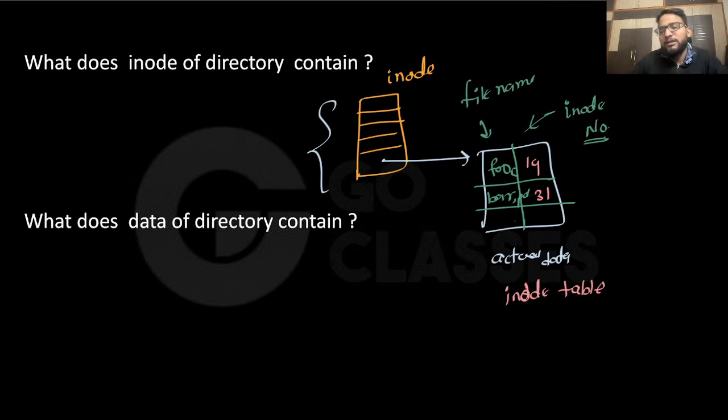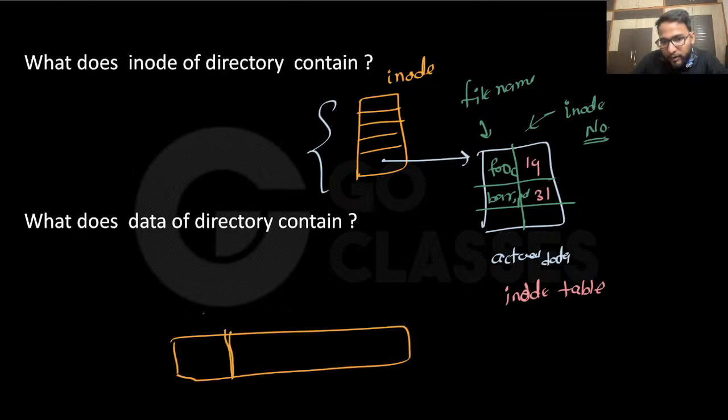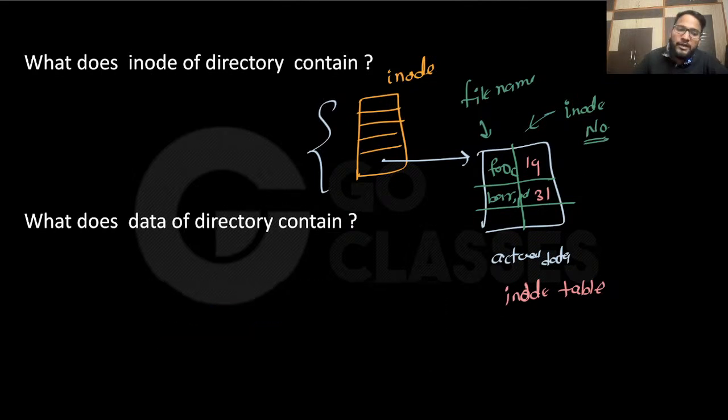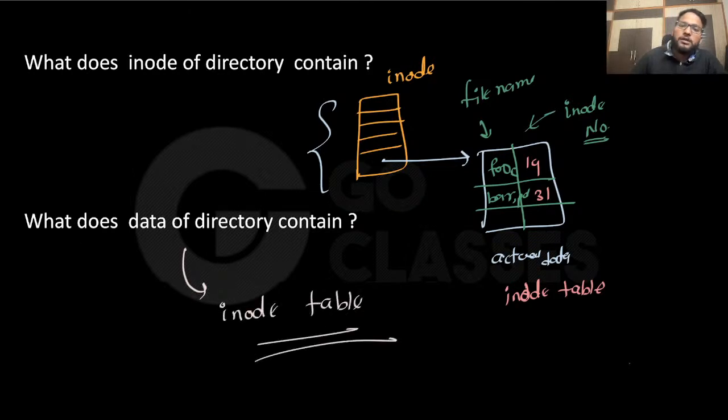Once I get the inode number, it is very easy to calculate where this inode is present. The physical address on the disk is very easy to calculate, because generally in the disk, all the inodes are stored one by one. Let's suppose the inodes start from 1, then this is the first inode, this is the second inode, this is the 19th inode, this is the 31st inode, like that. That's how we generally organize the disk. So once I get the inode number, it is very easy to get the disk address. Anyway, I hope you understood this, right? So what does the data of the directory contain? The data of the directory contains the inode table. Is this clear to everyone?